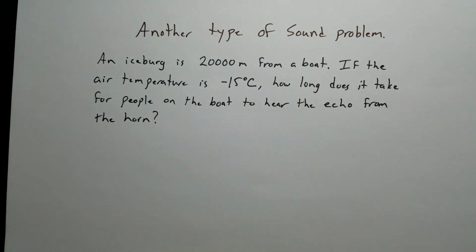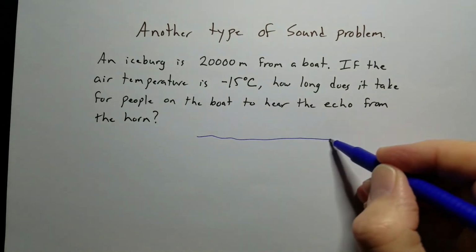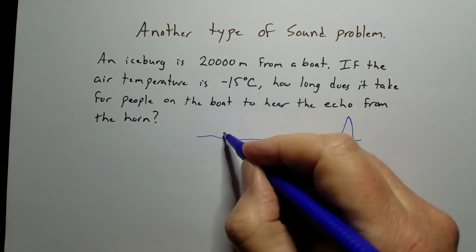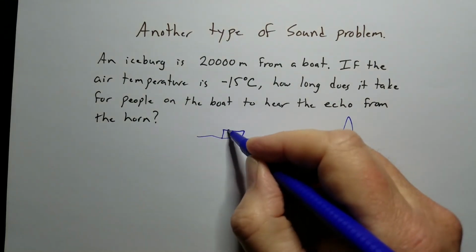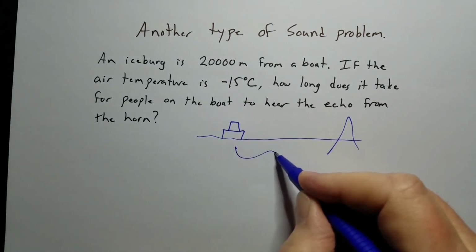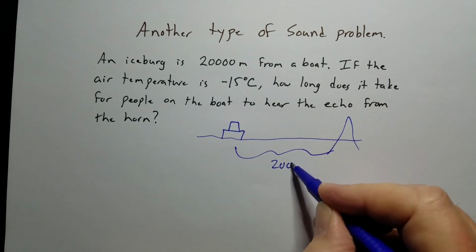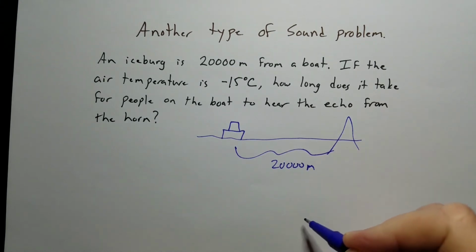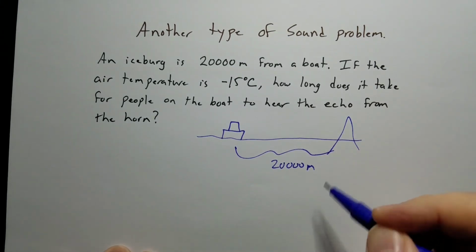All right, so let's sketch things out for this one. So there's my water, there's my iceberg, here's my boat. And the iceberg is 20,000 meters away. So I've got an air temperature.